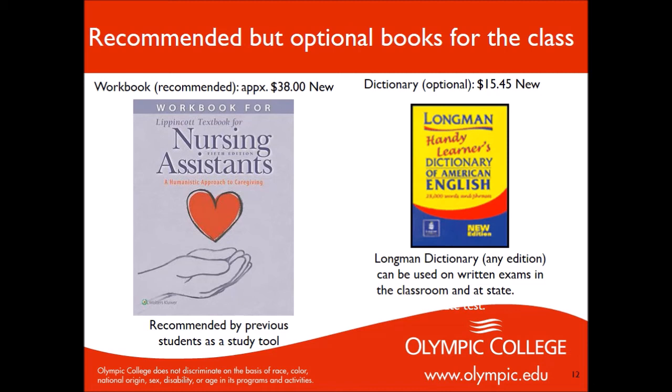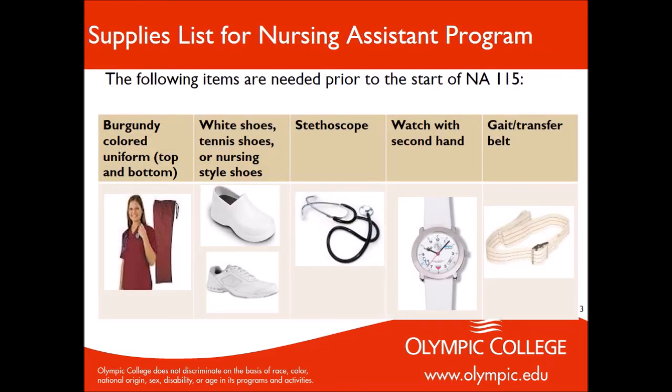Other items we need when we come back to the lab, week 6 or whenever that is: you'll need to have a burgundy colored uniform, top and bottom. Most of our students get it through our bookstore, or Walmart actually has the same wine color, I think they call it, and they have a pretty decent uniform available there. Before we go to clinical practicum, you will need white shoes or mostly white shoes, and they don't have to be nursing shoes. They can be tennis shoes.